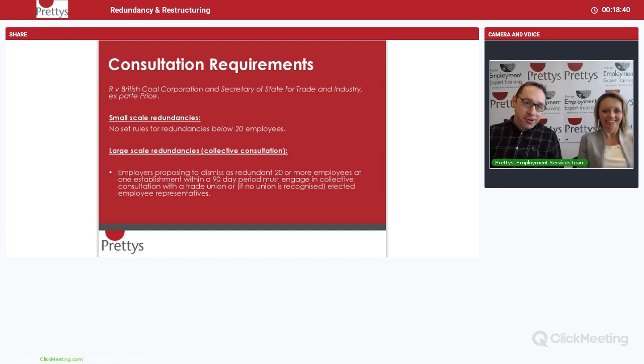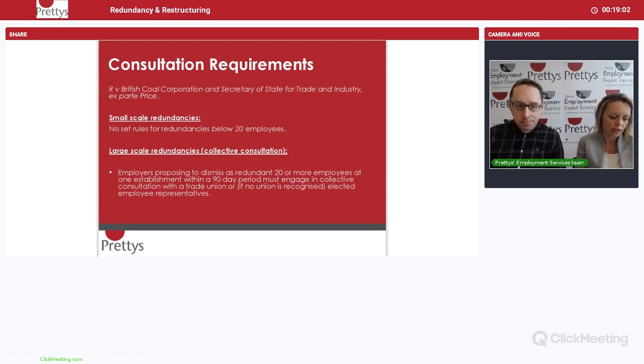And as I said, back to the Holy Trinity: consultation, consideration of alternatives, selection. I'm going to start with consultation. Yes, we're going to start with consultation. Looking at the key components of consultation, which is being determined by the British Coal case up there on the slide. So what are the key components?